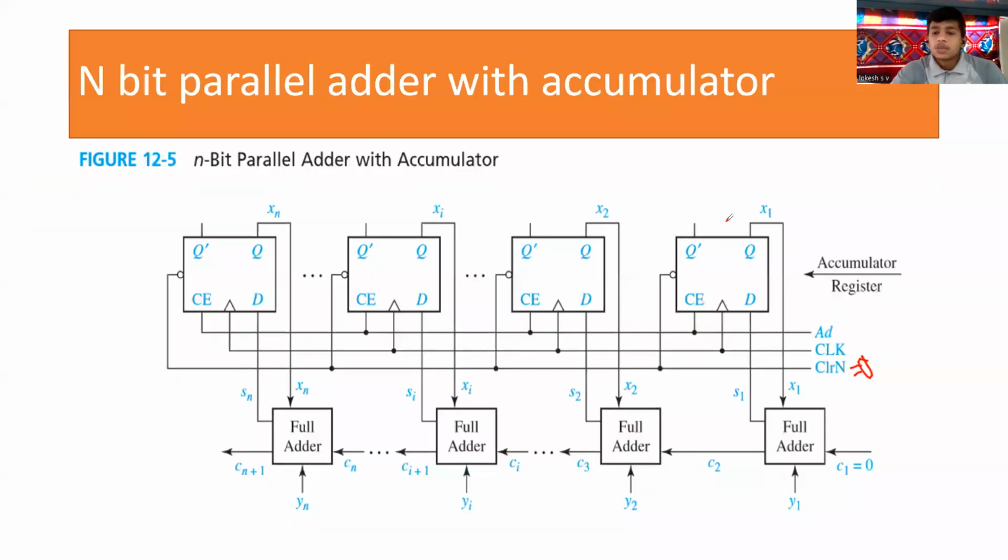Suppose the present state of the flip-flop is 0 and the sum produced by this full adder is 1, the next state of the flip-flop will become 1. Next state of the flip-flop means if we provide one clock signal by having D input as 1, the D flip-flop will change state from 0 to 1. That is called the next state of the flip-flop. If the sum produced by the full adder is 0, then the next state of the flip-flop will be 0.